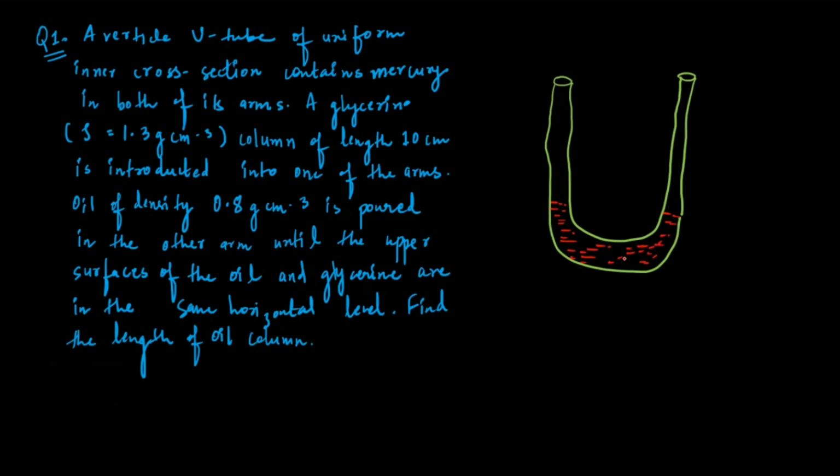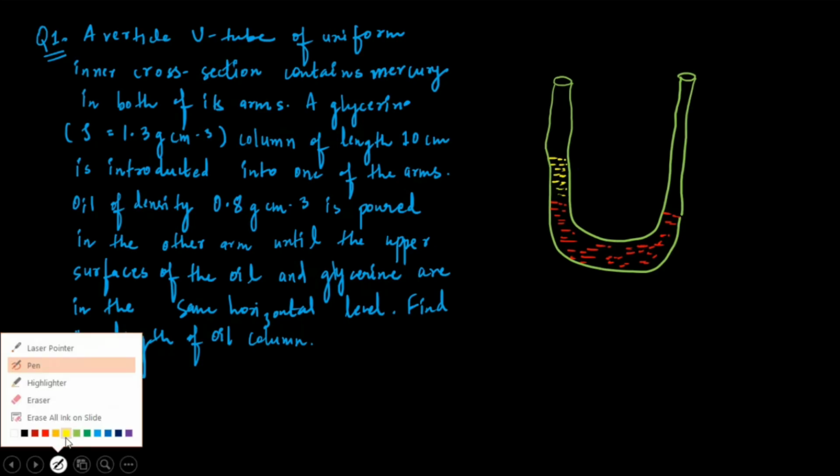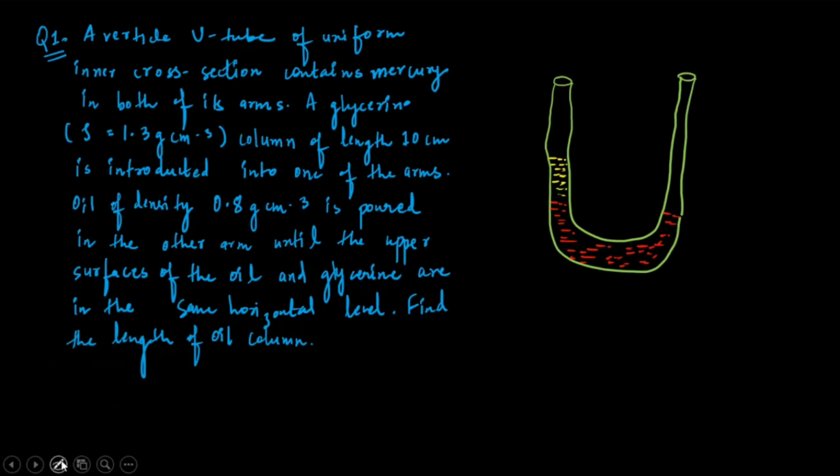Now from one end you poured glycerin, so you can assume this is glycerin, and from the other end you poured oil. Now this will make the difference. Is it initially the same amount? You won't say it's the same amount, because the question says we have done it till the same horizontal level. What are the conditions when it is at the same horizontal level? Think more about it.